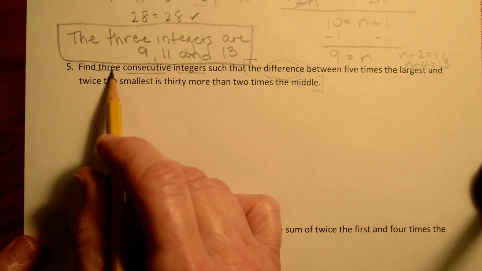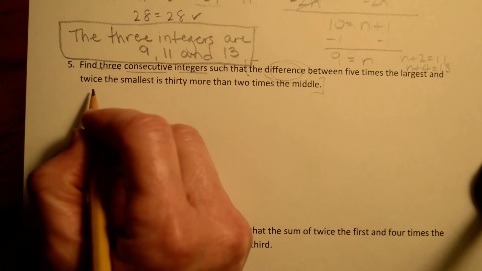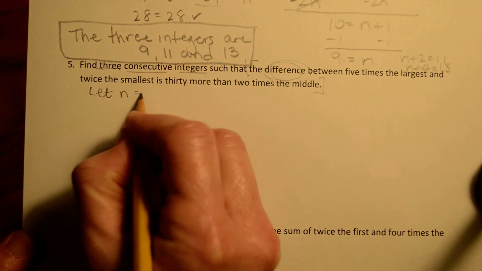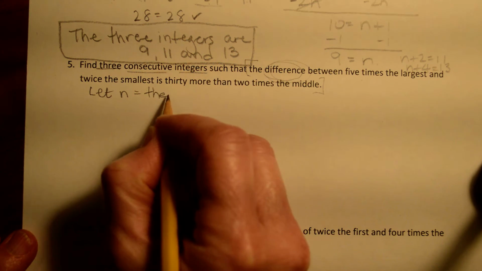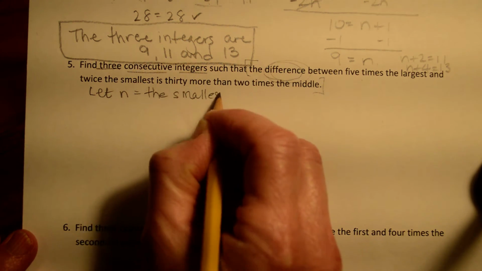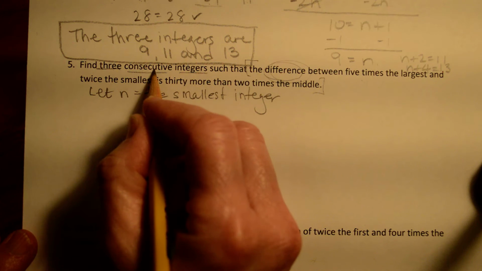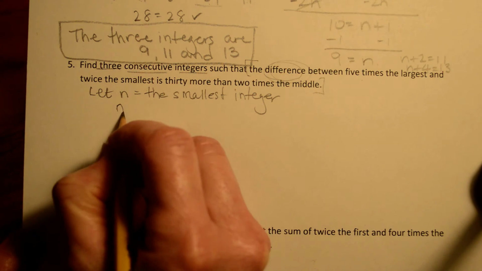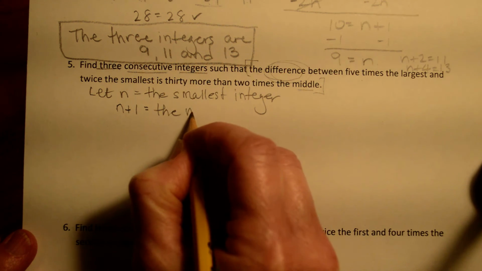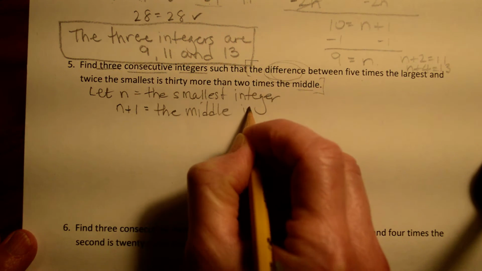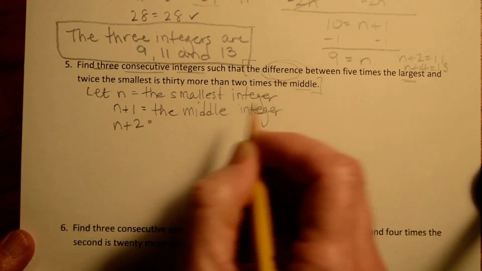But the first thing that we're going to do, again, as always, is just define our variables right here. So let n equal, and again, I'm going to use the phraseology that they use here, so they call it the smallest. So let n equal the smallest integer. And then, since they're just consecutive integers, not consecutive even or odd, the next one is n plus 1, and it's called the middle integer. And then n plus 2 is going to be the largest.